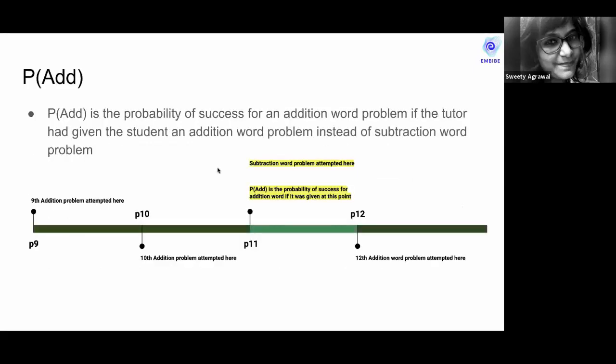So for instance, using this PFA, we create a variable called PAD, which is nothing but the probability of success for an addition word problem if the tutor had given the student an addition problem instead of a subtraction problem. This is really important for us to understand this particular study henceforth. So there are a total of 10 problems that were attempted, which are addition problems, before the 11th problem, which is a subtraction problem. So PAD is the probability that the student would get an addition problem correct at this particular point, if it was an addition problem.